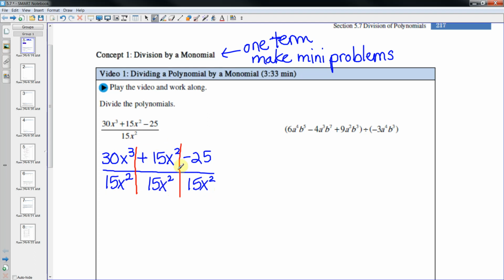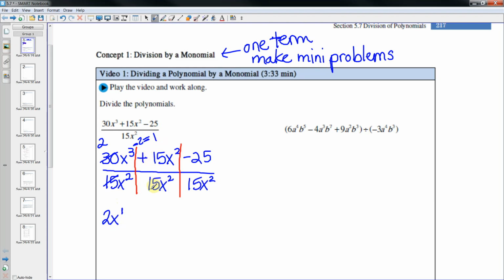I'm going to take each little chunk by itself. So in this first one, 15 goes into 30 two times. I have an x cubed over an x squared, so 3 minus 2 gives me a 1. So that gives me 2x to the 1. I don't have to put the 1 there, but I'm going to just so you can see it. Then I move on to the next one.